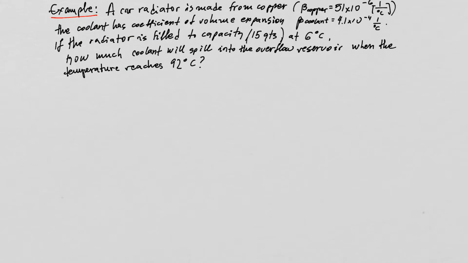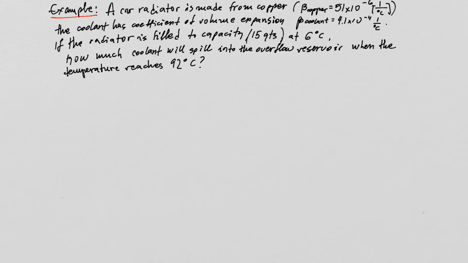Let's look at the following example of a calculation using the concept of volume expansion. A car radiator is made from copper, which has a coefficient of volume expansion of 51 times 10 to the negative 6 per degree Celsius. The coolant has a coefficient of volume expansion of 4.1 times 10 to the negative 4 per degree Celsius. So if the radiator is filled to capacity, which is 15 quarts at 6 degrees Celsius, how much coolant will spill into the overflow reservoir when the temperature reaches 92 degrees Celsius?